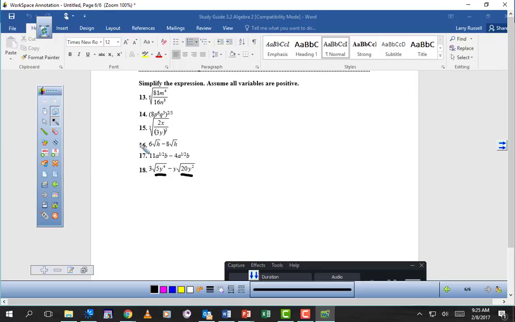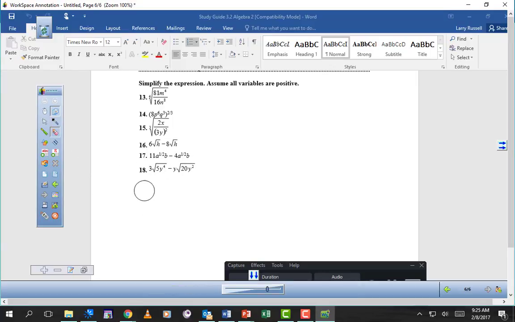I mean, they have the same index. The index right here is a square root, so the index would be a 2. And the index here would be a 2 also. So that portion is okay. But what's not okay is the inside portion. This is 5y to the fourth, and that's 20y squared. Now, if they were the same, we can add them like we did on 16 and 17. But they're not the same. So you might try some simplification. Hopefully, after simplifying things a little bit, they might turn out to be the same.